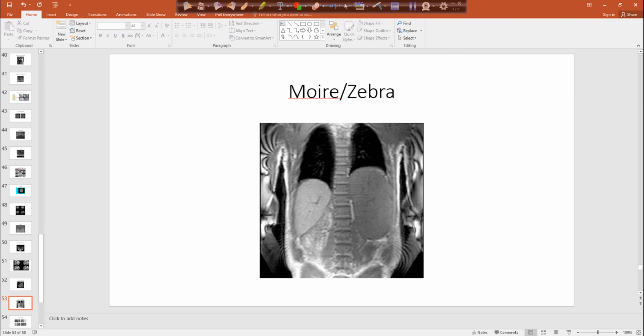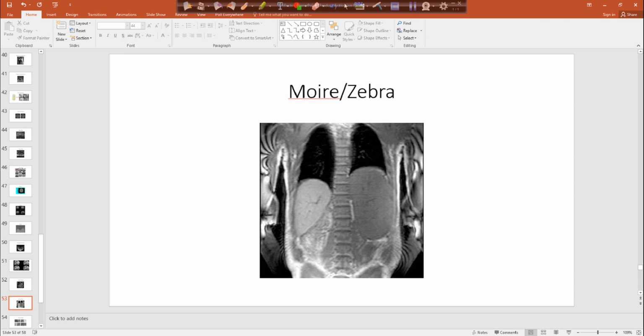Here again, you can see a very low signal image. It's a gradient echo, and then you get this banding or zebra artifact near the edges. Look at the arms. They don't know what to do with these arms. They're just going to show up.